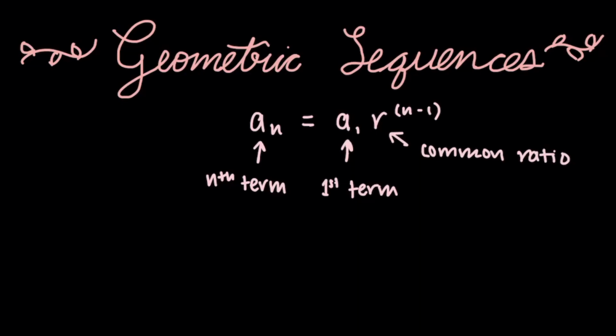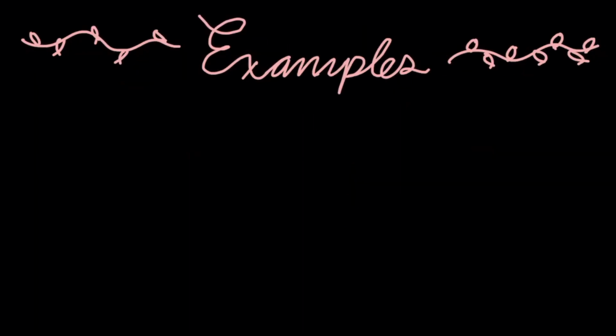The common ratio has the same purpose as the common difference, but rather in geometric sequences, it is the common multiplier. Another way to express this equation is with the formula a of n equals a of 0 times r to the power of n, where a of 0 is now the base term. Let's try to do some practice problems with geometric sequences.